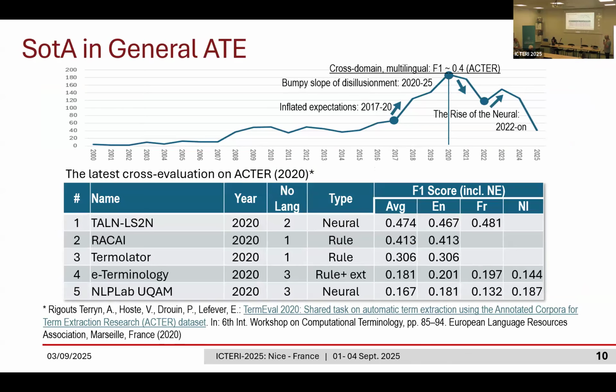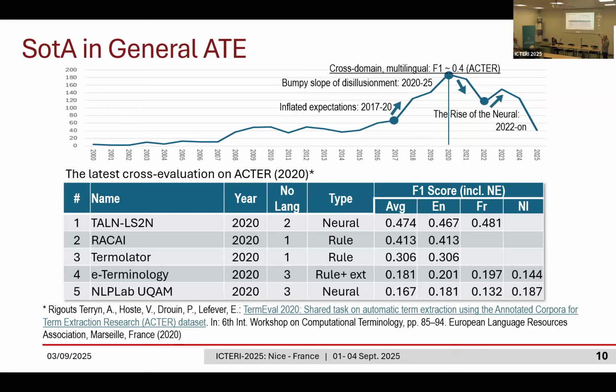So in general, automated term extraction, the state of the art, well, to the best of our knowledge, there are some papers written by Russian authors, which we do not appreciate reading, mentioning that they started doing the very same thing at about the end of 2024, but for the Russian language, which is out of relevance for us for today. So the last cross-check point is 2020, this ACTER competition, and these are the first 5 models and their results on ACTER. What does it say?